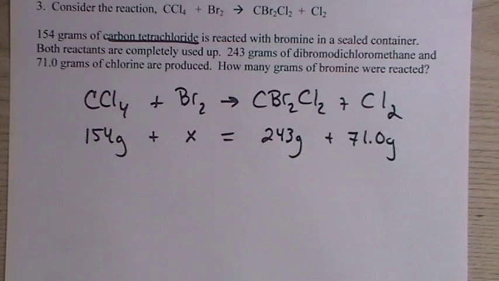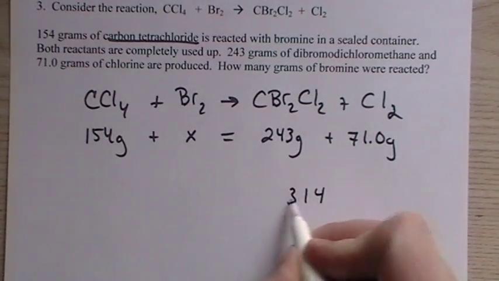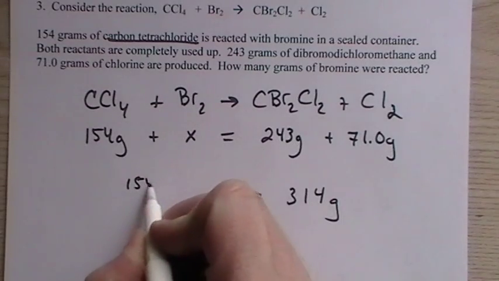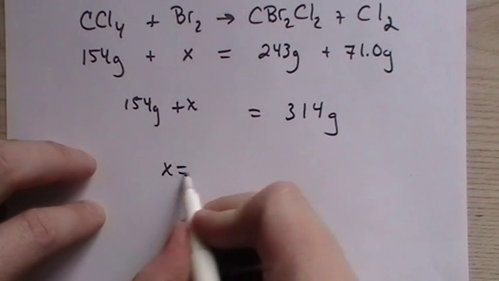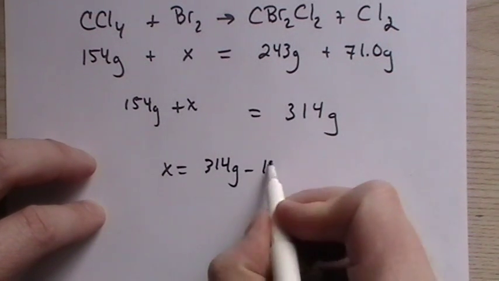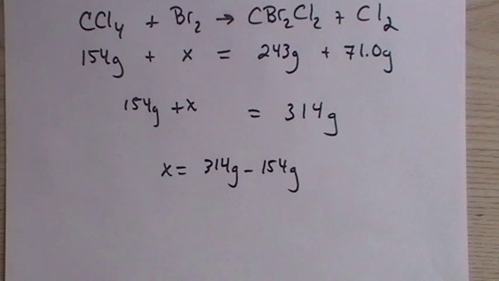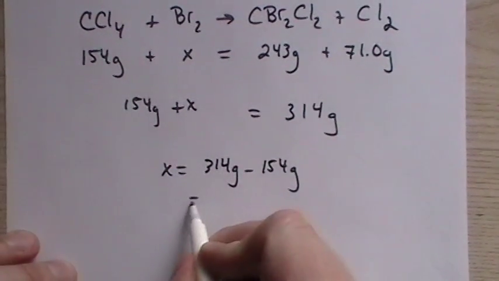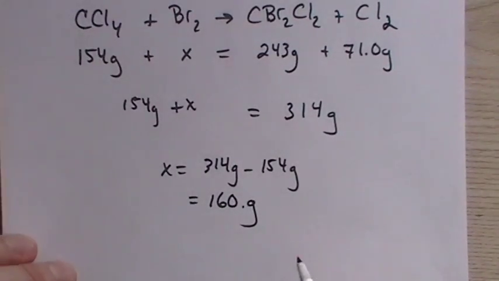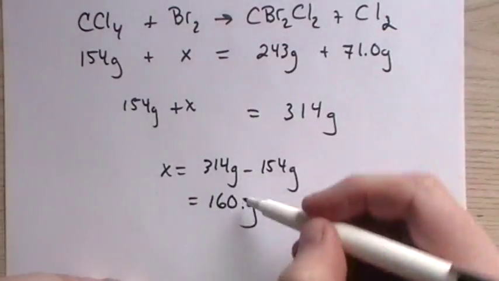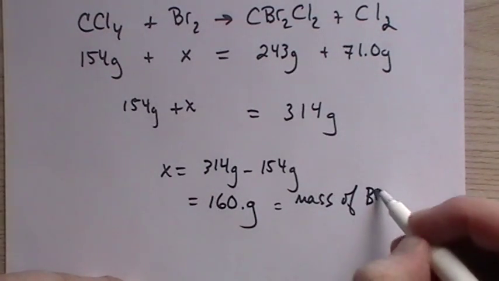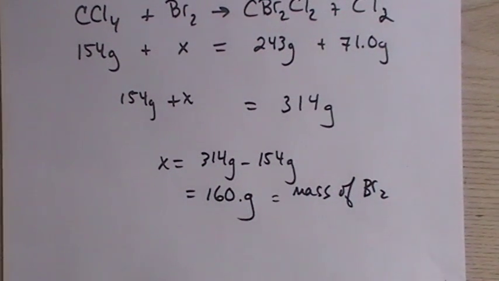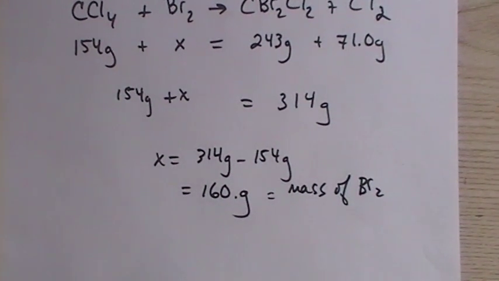So that'd be 314 grams, 154 grams plus X. And then X is equal to 314 minus 154. And I think I can do that in my head. I think that's 160, but I'll double check. Yep. And so that is the mass of the bromine that was used to react with your 154 grams of carbon tetrachloride.